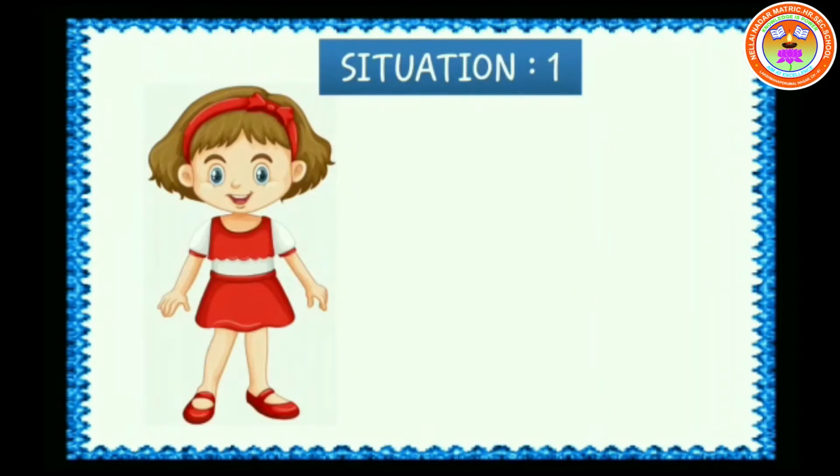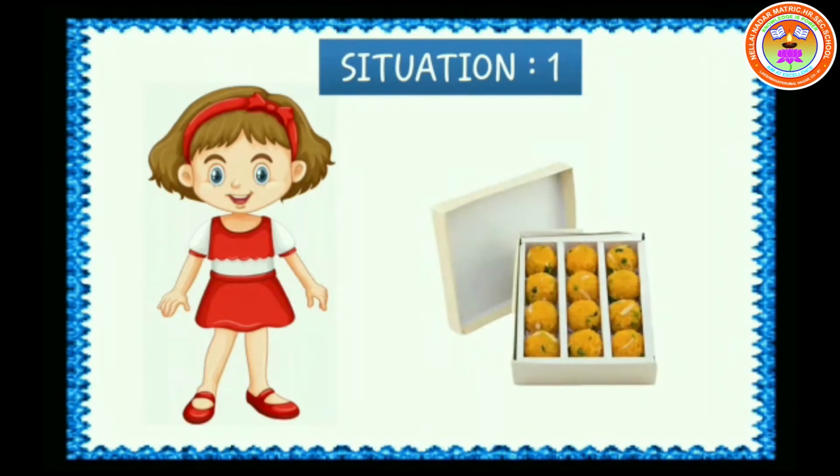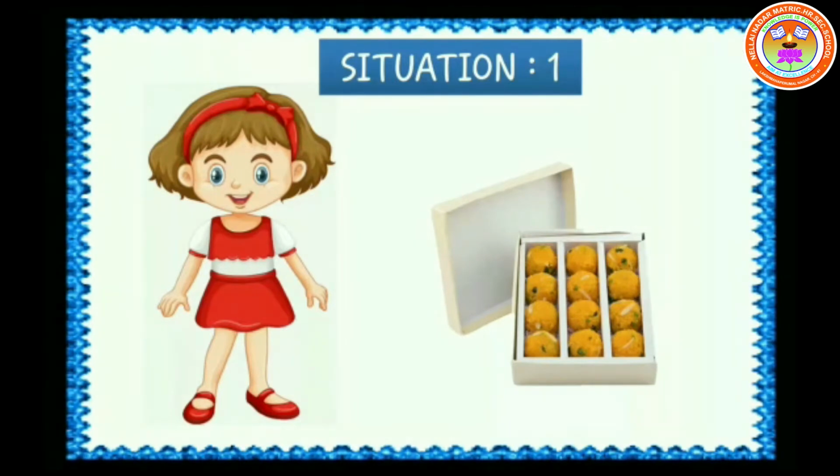Situation 1. Mary bought a new sweet box. The sweet box contains 12 pieces of laddu. Now we can tell that the capacity of the sweet box is 12 laddu. So we can tell that the volume of that sweet box is the space occupied by 12 pieces of laddu.